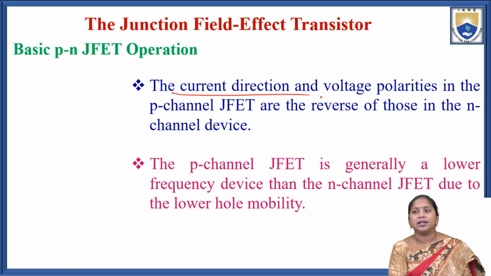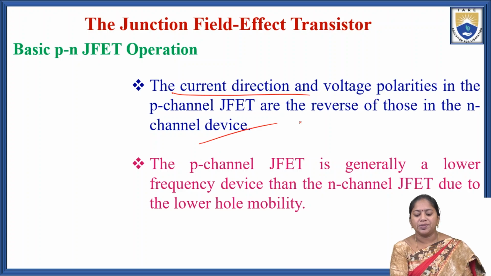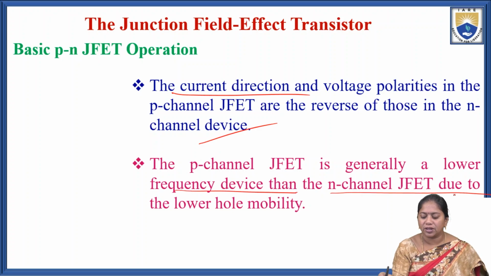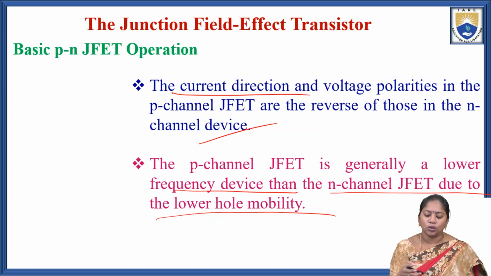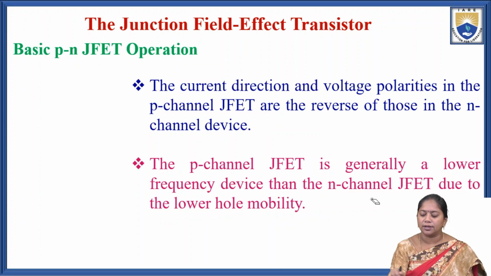The current direction and voltage polarities in the P channel JFET are the reverse of the N channel device. The P channel JFET is generally a lower frequency device than the N channel JFET due to the lower hole mobility. So the mobility is lower compared to the N channel JFET.